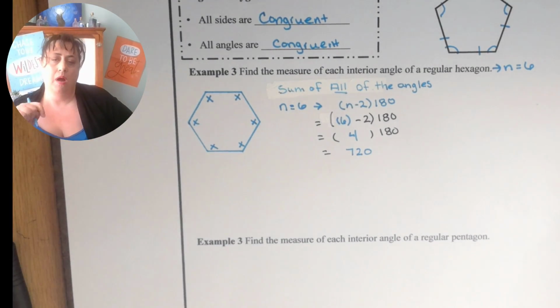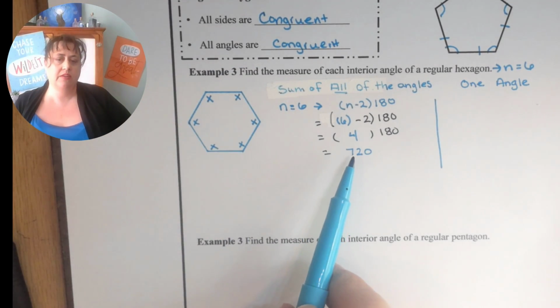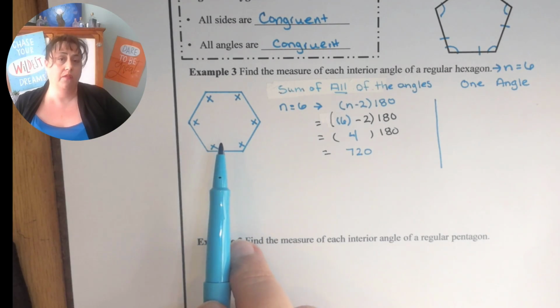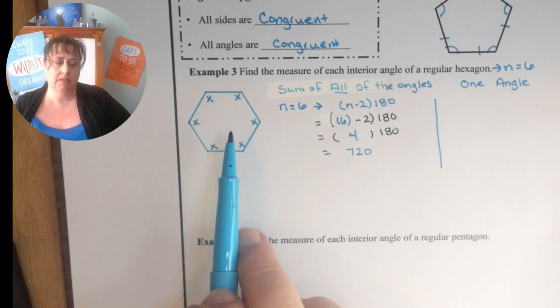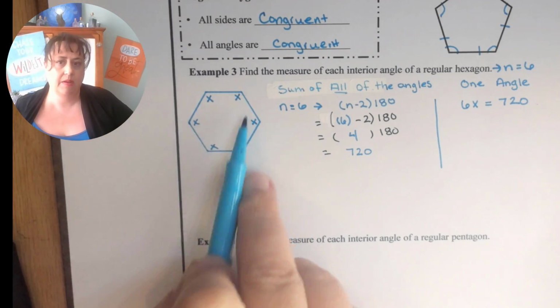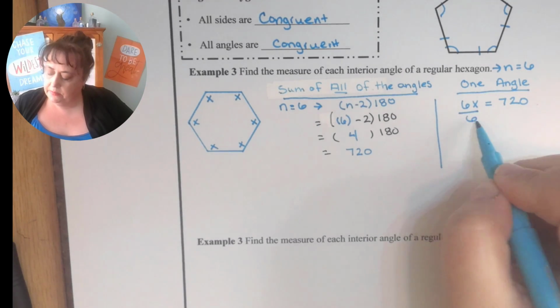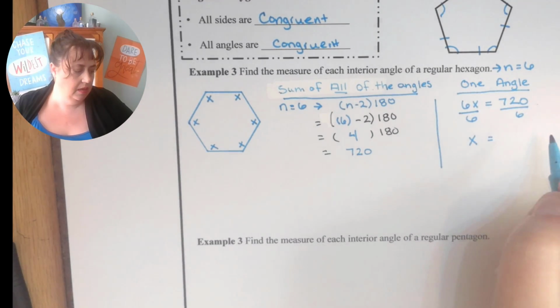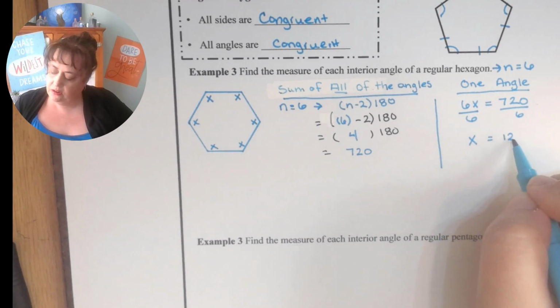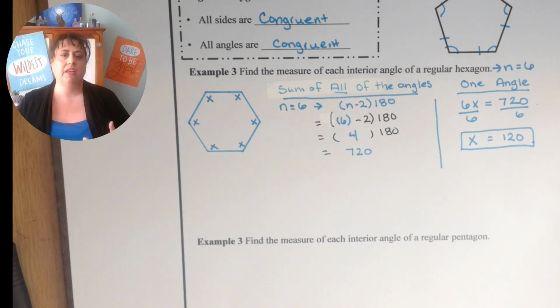But we don't want all of the angles. We actually only need one of them. So we say to ourselves, well, we know that the 720 is once I got all of them. So 6 times x was equal to 720. So then if I divide both sides by 6, x is 120.